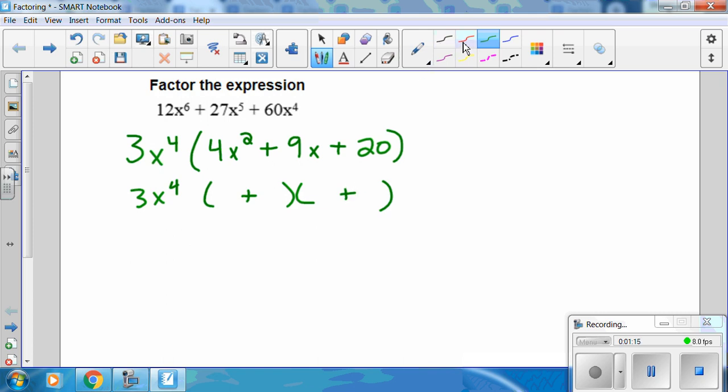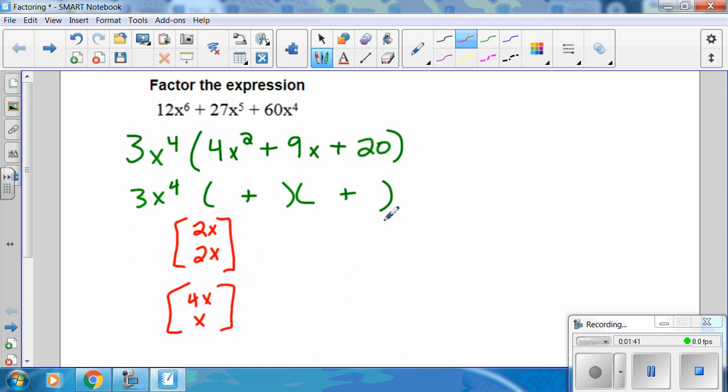Now we need two terms, this term and this term, to multiply to give us 4x squared. So that could be a couple different things. It could be, I'm just going to write down, you have 2x and 2x. So those could be the numbers. Or it could be 4x and 1x.